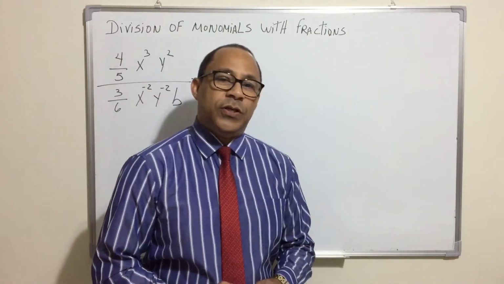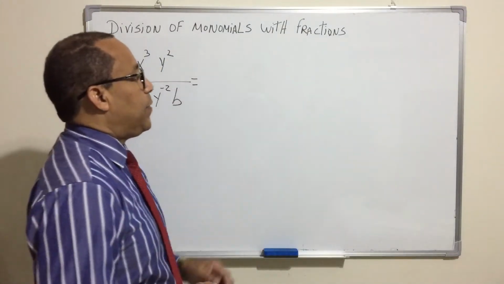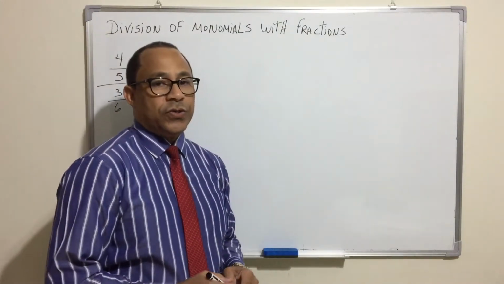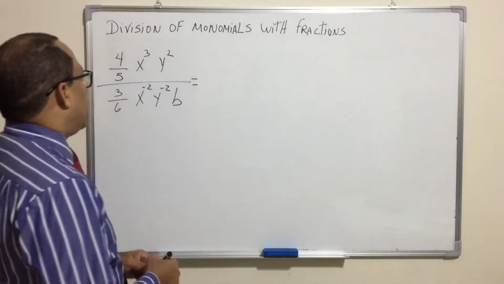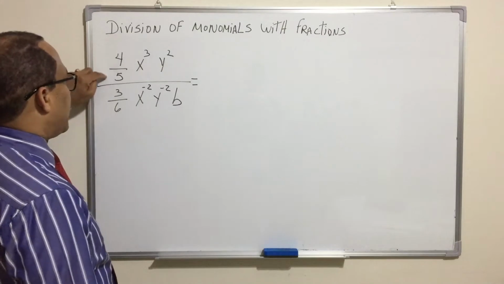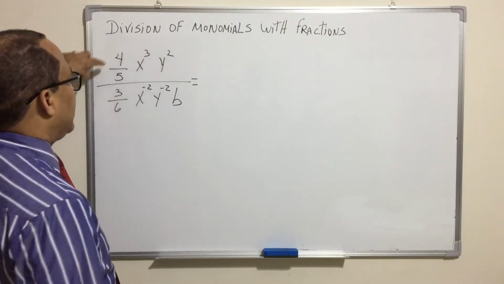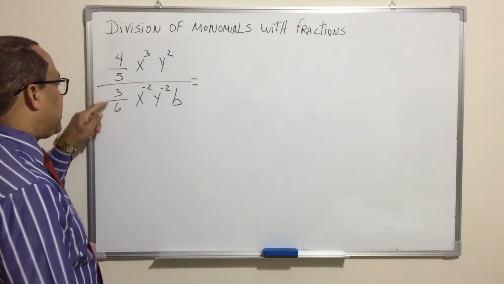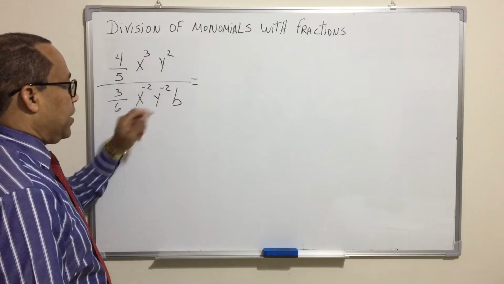Today we are going to continue with the division of monomials, but this time we are going to be using fractions in the division of monomials. We are dividing 4/5 x to the third y to the second, which is a monomial, divided by 3/6 x to the negative 2 y to the negative 2b.